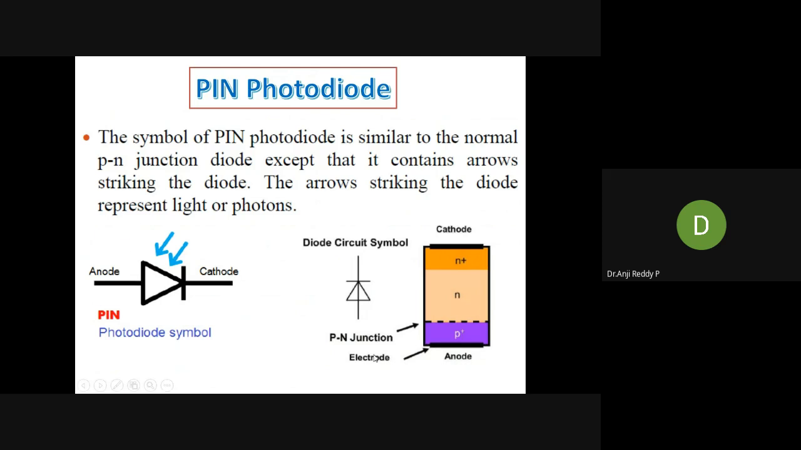This is the symbol you can remember. You can observe it is almost similar to the PN junction diode, except for the arrow marks. The symbol of the PIN photodiode is similar to the normal PN junction diode, except that it contains arrows striking the diode. If we remove those arrows, it is an ordinary diode. These arrow marks represent the light striking the diode.